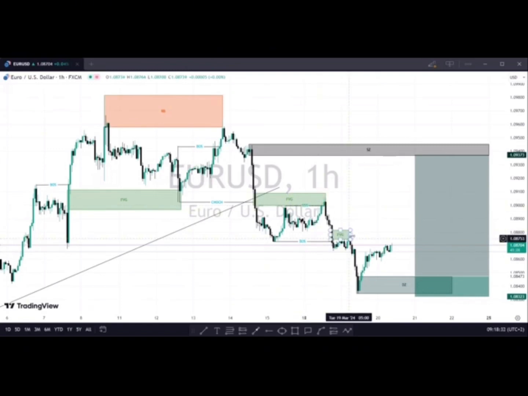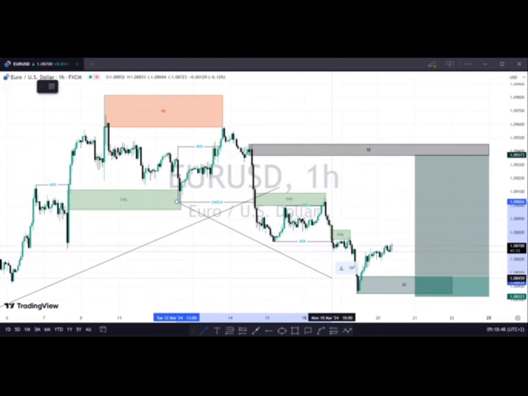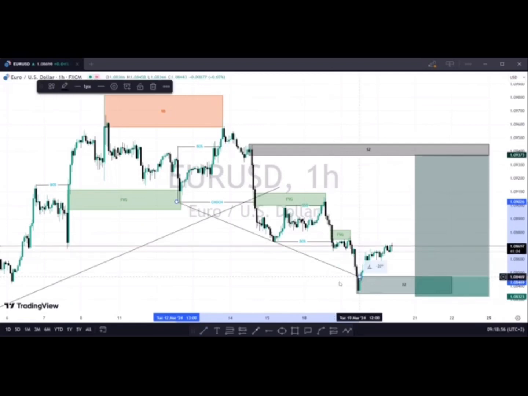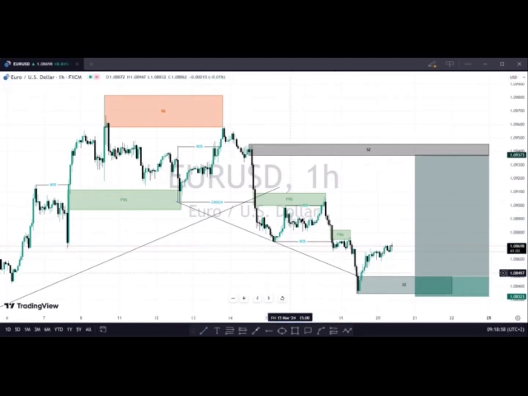We then dropped, broke below this structure and mitigated the FVG once again, then dropped. By the use of another trend line, you will see that we are indeed in a bearish market or a bearish trend. Let me just do this so you guys can get the idea of what I'm talking about. It is a bearish trend because we have lower lows and lower highs, lower low, lower high.